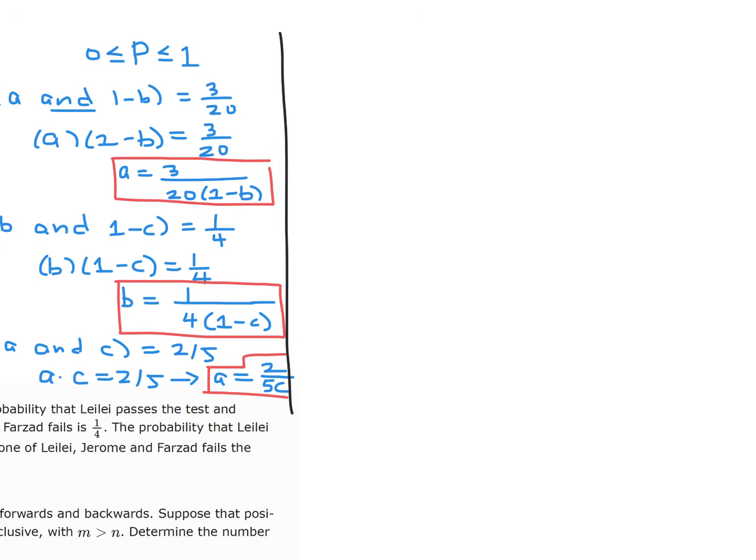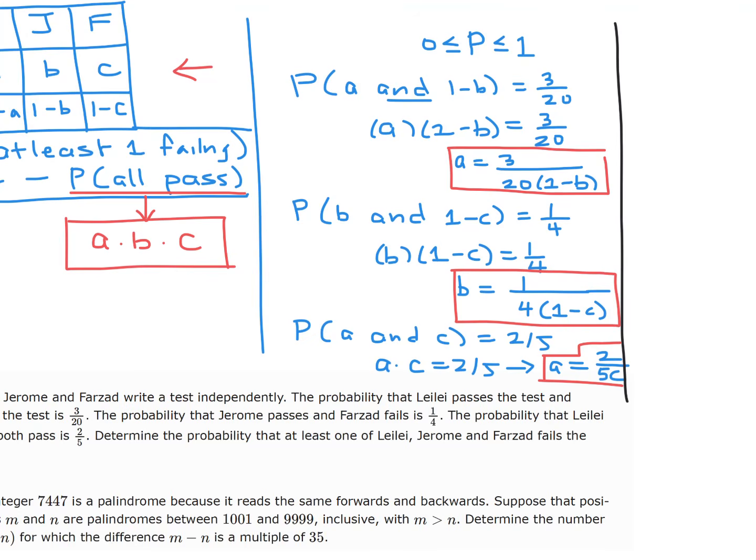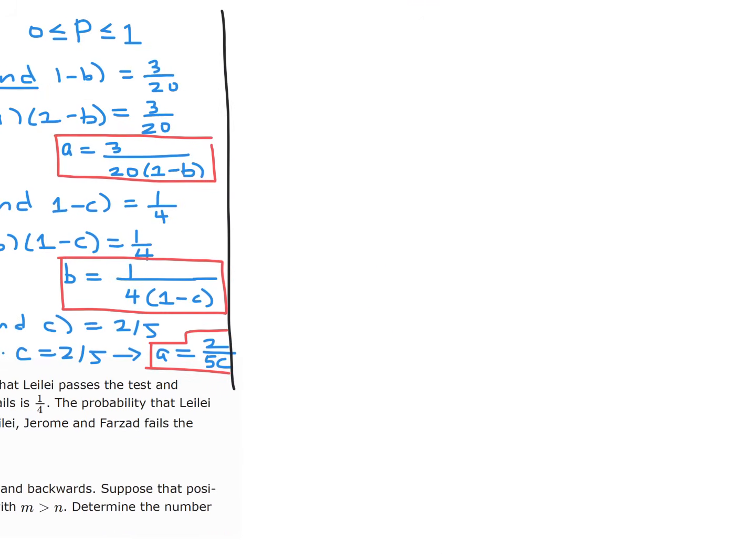So our goal is to figure out the numerical values of A, B, and C, and then when I do, I can make that calculation. Okay, so here we go. A is equal to this, and A is equal to that, so let's set them equal to each other. That seems like a logical first step. So 2 over 5C is equal to 3 over 20 times 1 minus B. Okay, well, we still have 2 variables. We got C and B, but B is equal to this.